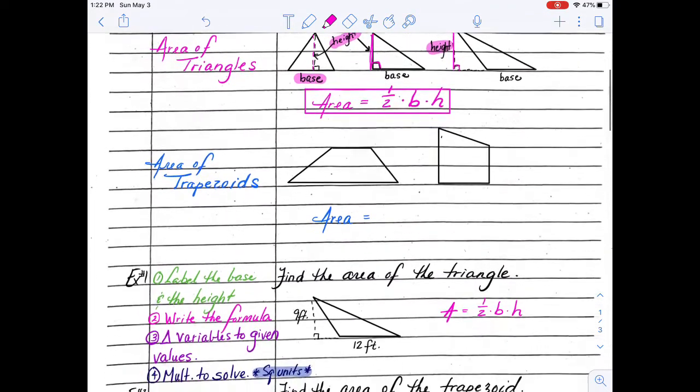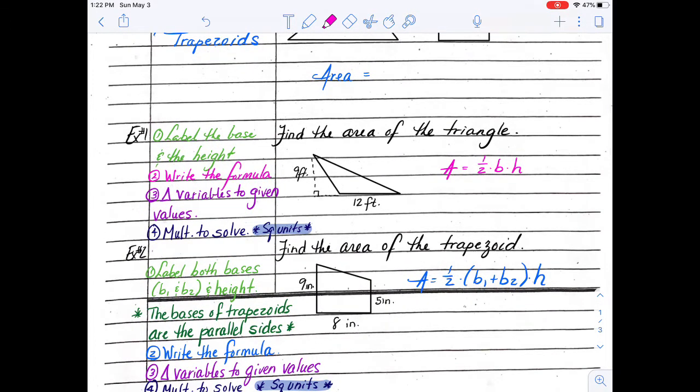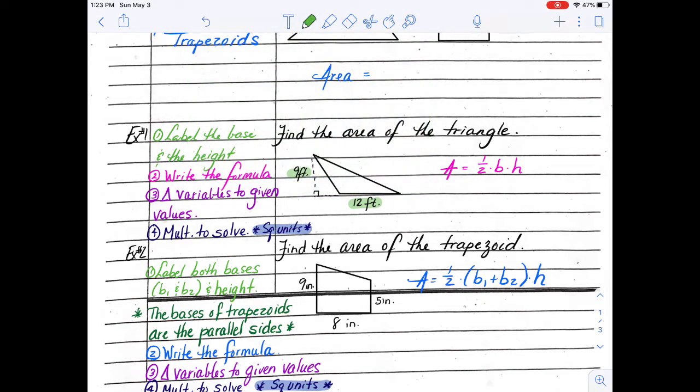So I want to go ahead and look at our first example down here as we look at the area of our triangle. So the first thing I want you to do is find your base and your height. So let's go ahead and look at the base and the height. Here would be my base, and here would be my height. So I'm going to go ahead and just label them so I know this is my base, and this is my height. Then I'm going to write the formula, which I already did for you right here. Area is half the base times the height.